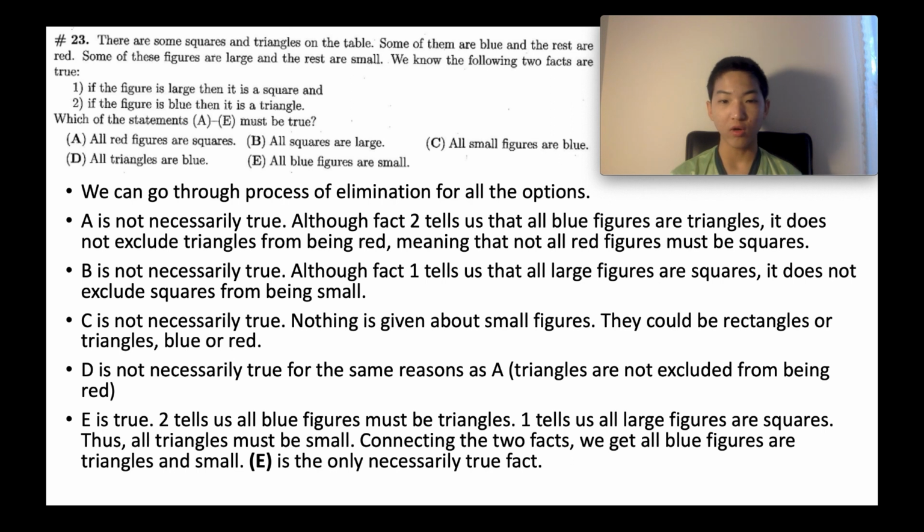Fact 2 tells us that all blue figures must be triangles. Fact 1 tells us that all large figures are squares. So from what fact 1 tells us, we know that all triangles must be small. Because if they were large, that means that not all large figures are squares. So there exist no large triangles, meaning that there are only small triangles. Connecting the two facts, we get that all blue figures are triangles and small, meaning that all blue figures are small, making E the only necessarily true fact.